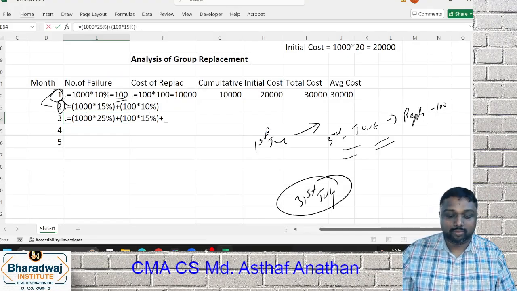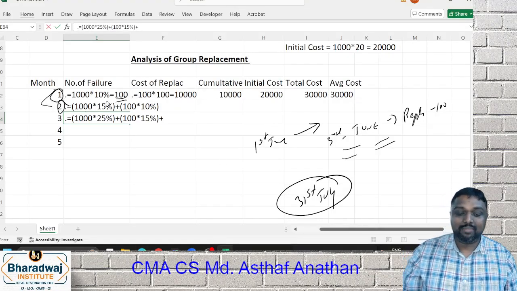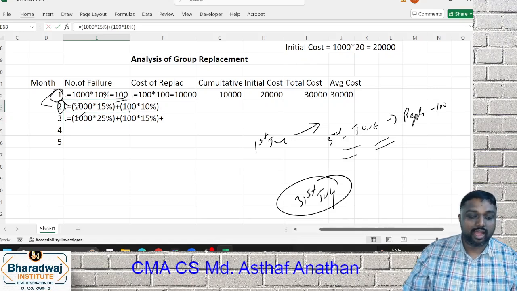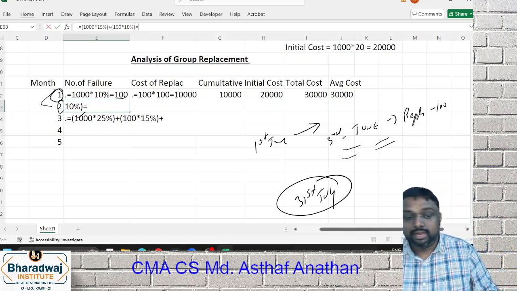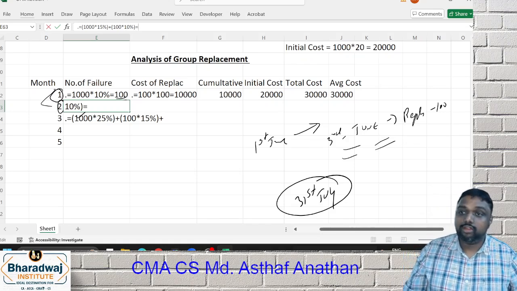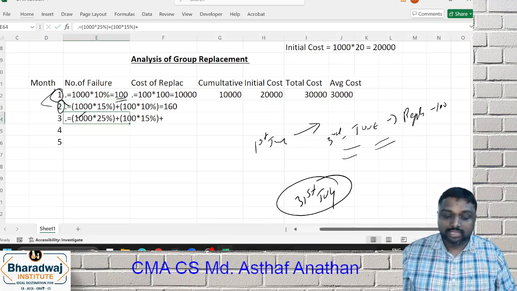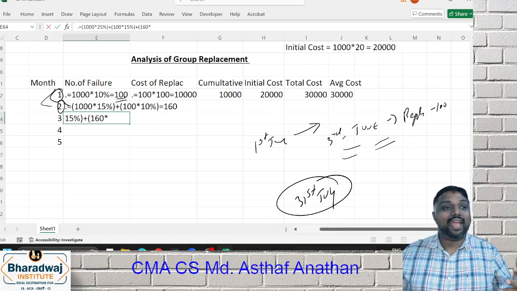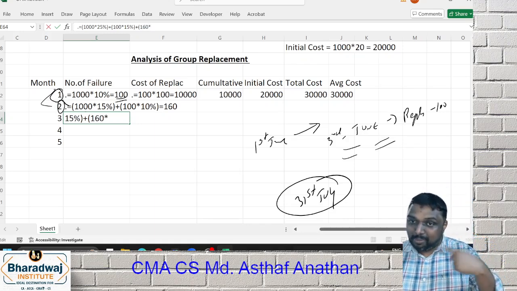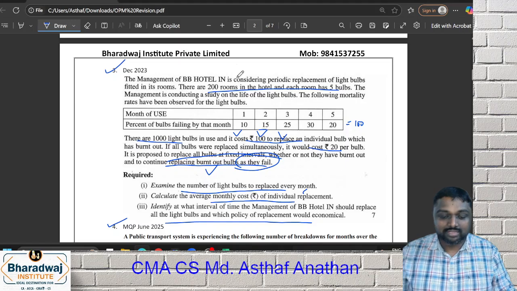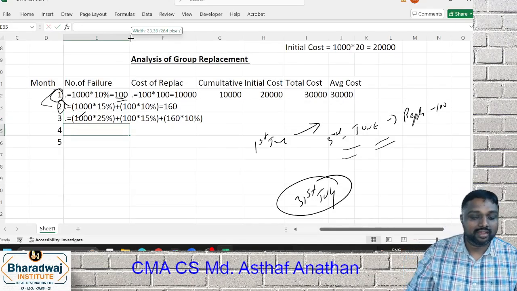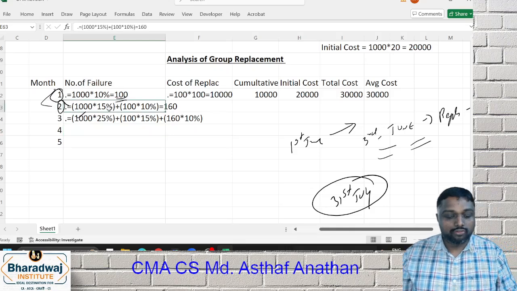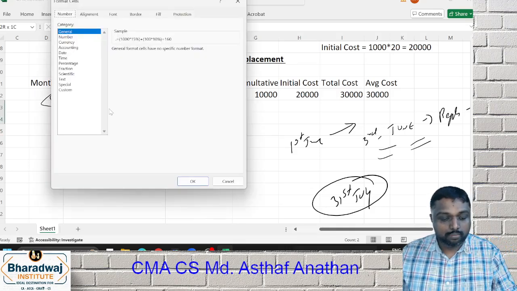Now the big problem is what? This is your second month, you have a failure. What is the second month failure? 1000 into 15%, you will get 150. 100 into 10%, you will get 10. So 160 you change. This 160 was recently changed, which means there is no guarantee. Over 10 months, you keep on replacing. So this 160 which is just one week old, you will incur what? 10%.